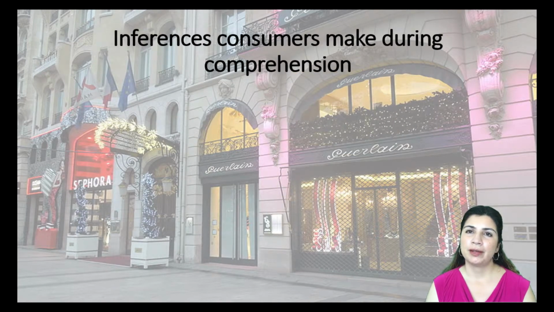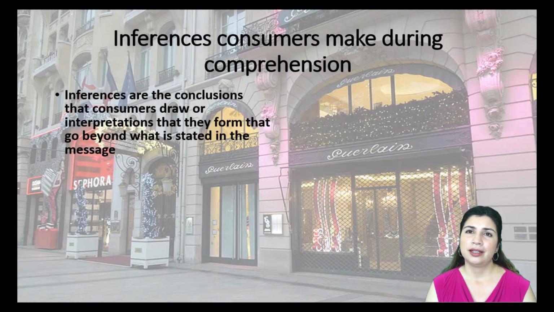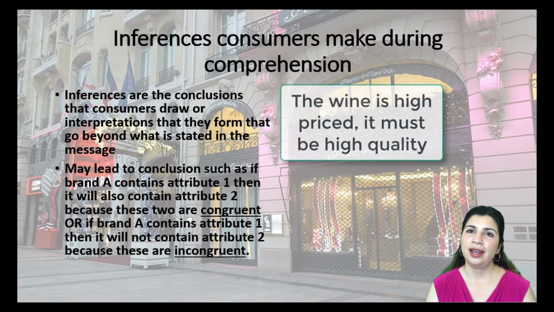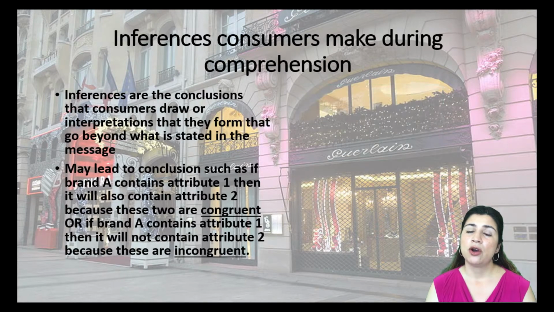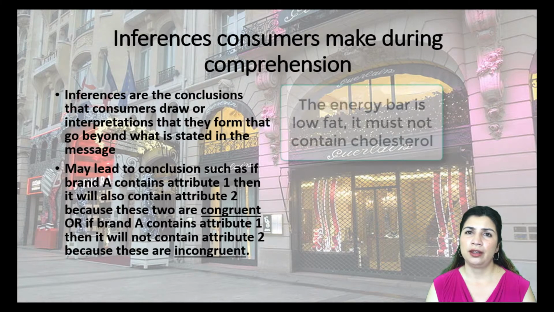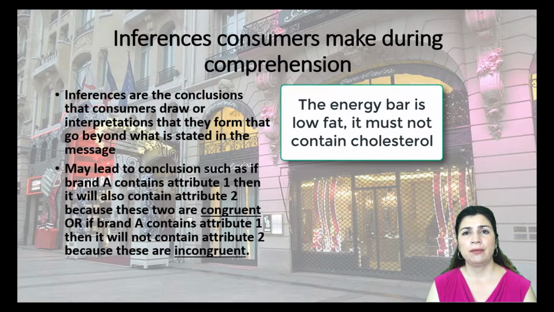Specific elements of the marketing mix can affect the correct or incorrect inferences consumers make about an offering during comprehension. Inferences are the conclusions that consumers draw or interpretations that they form that go beyond what is stated in the message. Such inferences may lead to conclusions such as if brand A contains attribute 1, then it will also contain attribute 2 because these two attributes are congruent or correlated. Or if brand A contains attribute 1, then it will not contain attribute 2 because these are incongruent attributes.